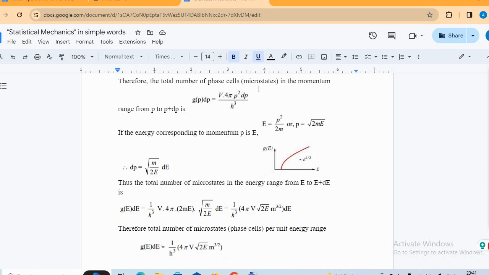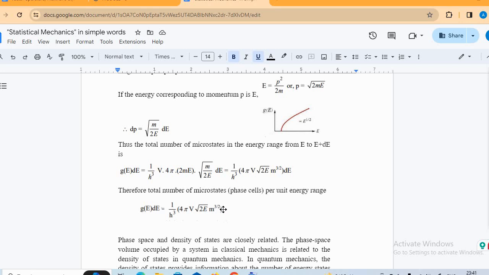When you are integrating, one can get dp as under root m divided by 2E dE. In a simplified form, one can get g(E) represented by this expression. So the total number of microstates per unit energy range of E to E plus dE is given by this particular relation. If you look at this relation very carefully, one can see h, 4 pi, V and m are constant. 4 pi is a numerical value, volume is constant for a particular system, h is the Planck's constant, a standard value, and m is the mass of the constituent particle. If you're talking about an electron or a particular atom, you know the mass. This is constant.